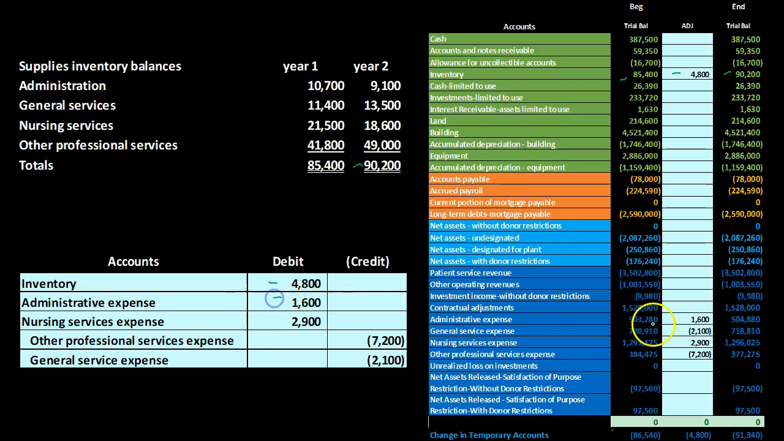We have the administrative expense down below. It's going up. We have the nursing expense down below. It's going up. And then we had the other professional expense is a credit, so it's going down. And then we have the general service expenses is a credit going down. You'll see that these accounts, of course, are the items that are affecting the net income. We have a net effect of the 4,800 a credit, which is actually increasing what would be similar to the net income number.